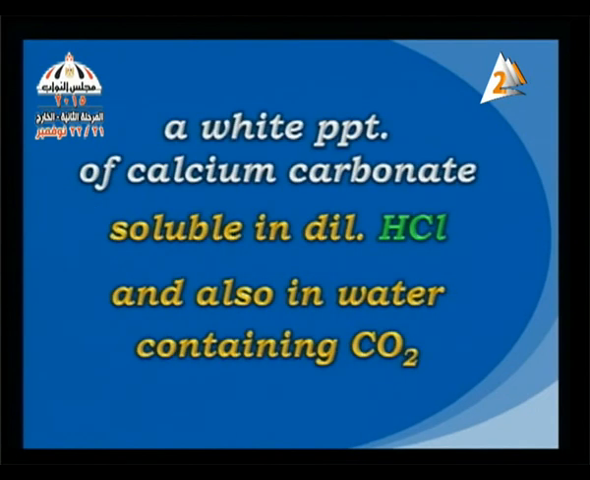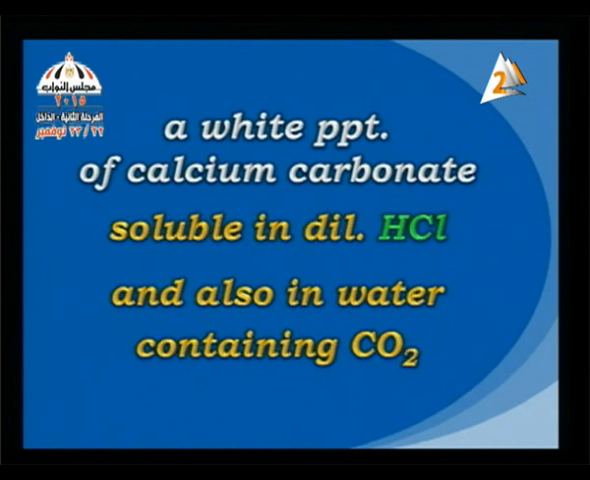Look with me for this. A white precipitate of calcium carbonate is formed, soluble in dilute hydrochloric acid. Now all the cations, as you see, iron 2, iron 3, and calcium, all of them dissolve in dilute hydrochloric acid. It's good to say that.